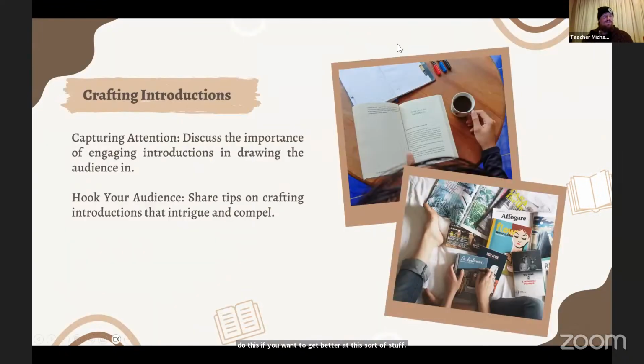Okay, so crafting a good introduction. I'm just going to give you guys a few good tips about crafting a strong introduction for your speech, and then we'll move on to the body, and then we'll move on to the conclusion of a speech, and then that just about wraps the class up.